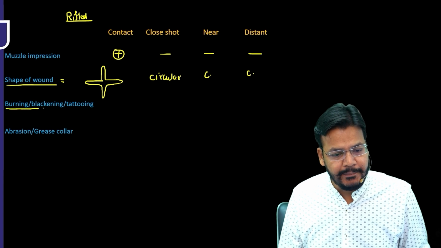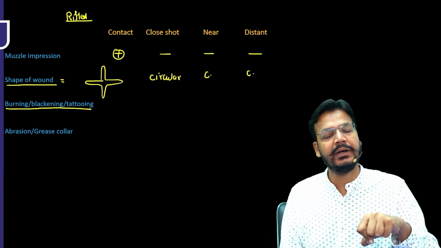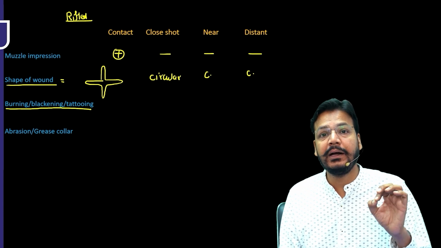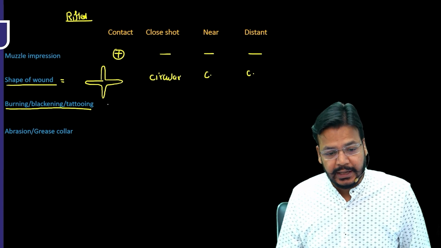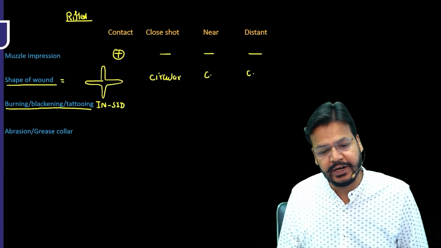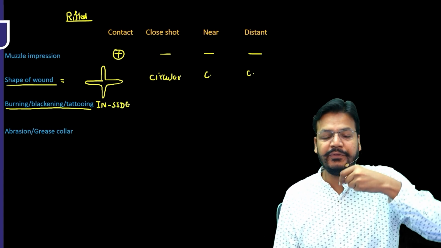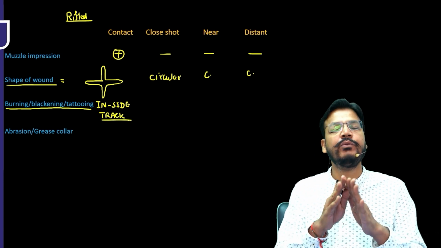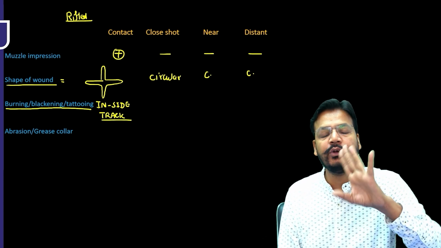Now, burning, blackening, and tattooing. Burning is caused by flame, as I told you. Blackening is caused by smoke, and tattooing is caused by unburnt gunpowder. Okay. Now, sir, in contact shot, it is inside the track. I already told you. Because it is in contact, everything goes inside the track. So, surrounding the entry wound, it would be absent.